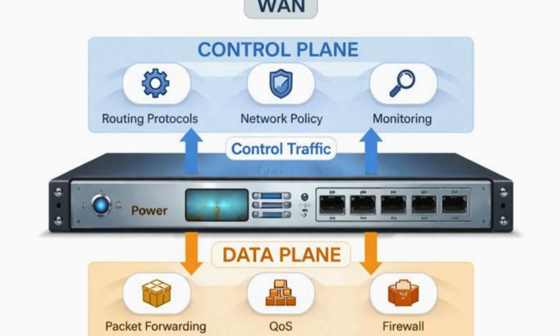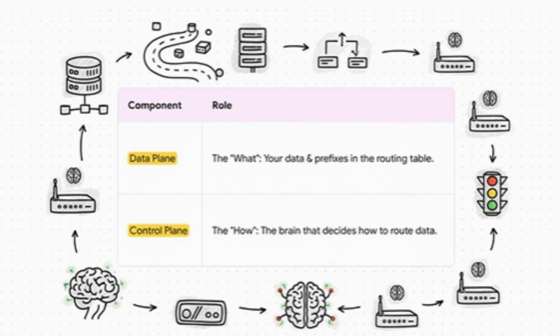Now control plane is your brain and data plane is your actual data that you have in your box. So data plane talks about what data you have, and control plane talks about how you have to route that data that is inside the data plane component.